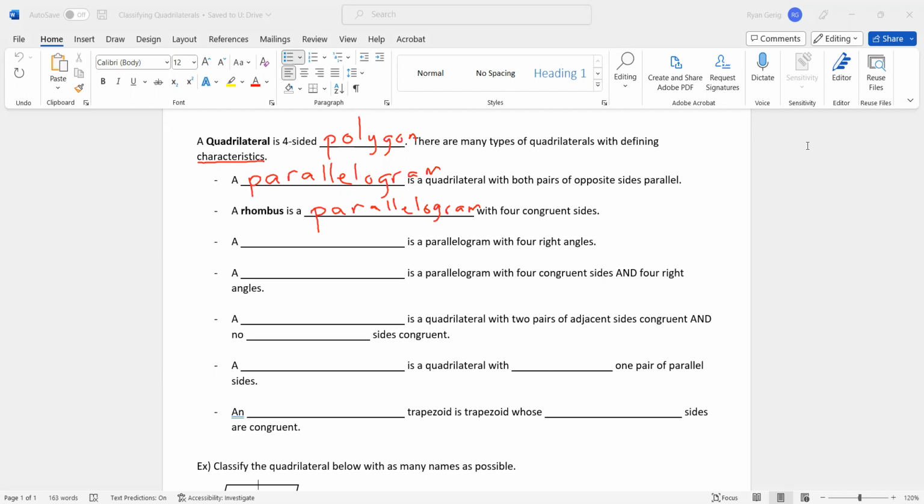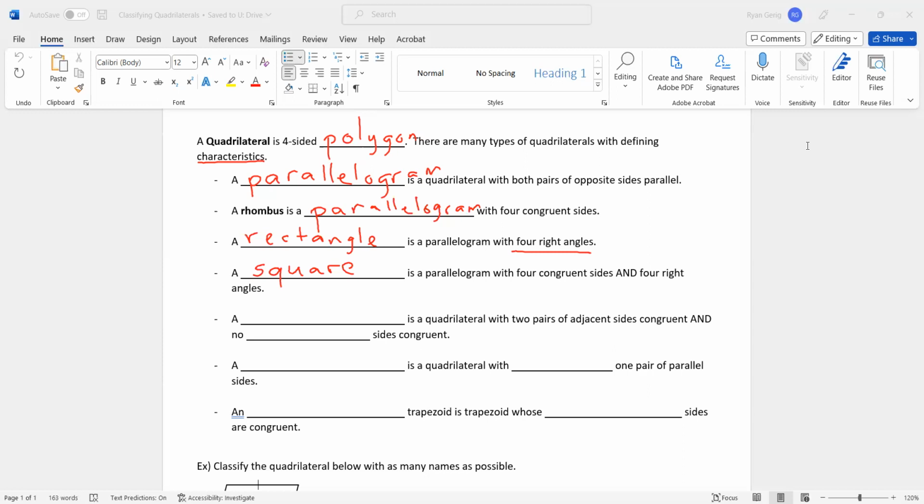Okay. The third one, a rectangle, is a parallelogram. So it's also a parallelogram, right? With four right angles. So it's a special type of parallelogram with four right angles. Okay, the fact that it's a parallelogram means the opposite sides are parallel, right? And then the last parallelogram is a square. A square is a parallelogram. Again, it's another parallelogram with four congruent sides.